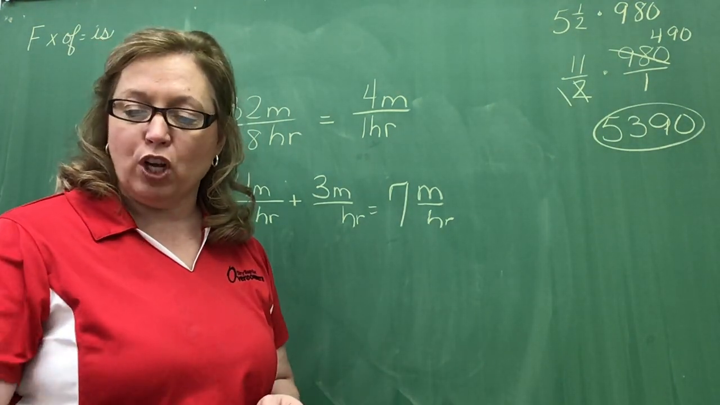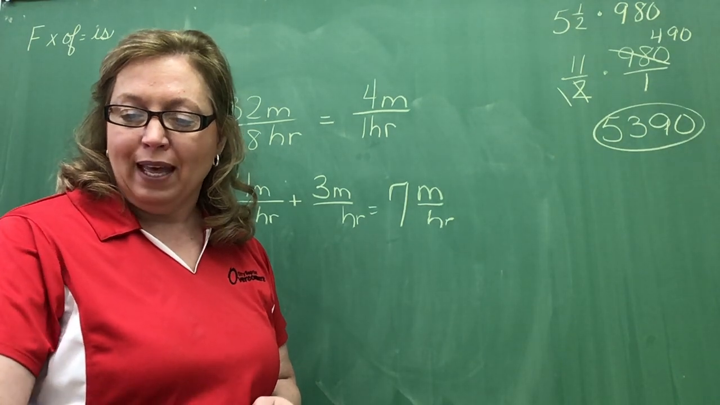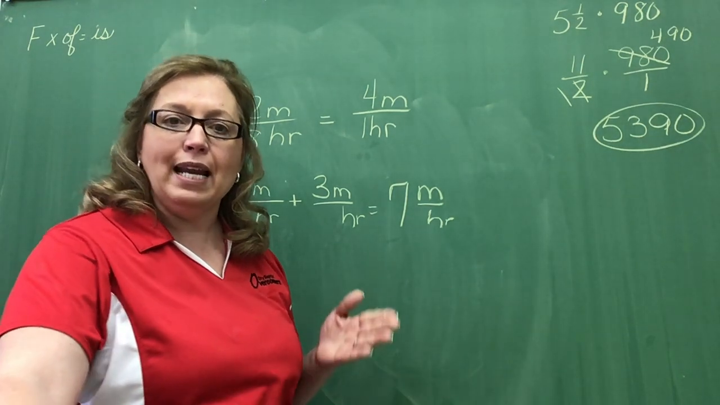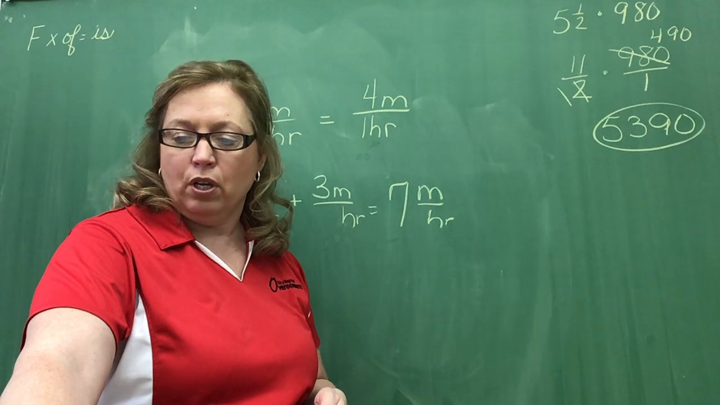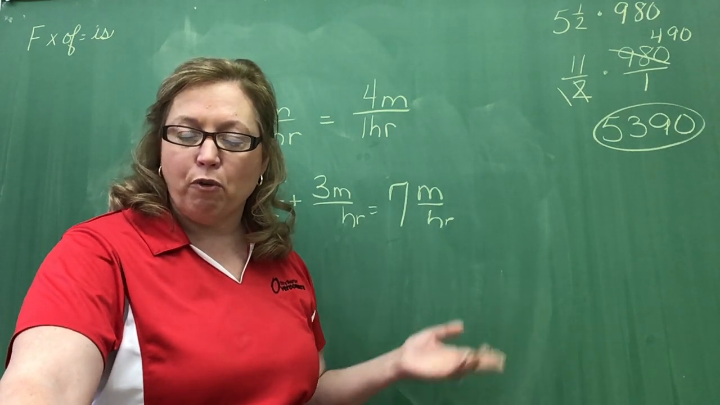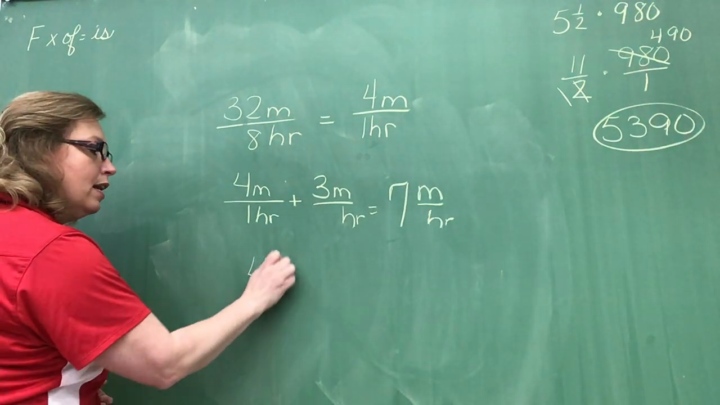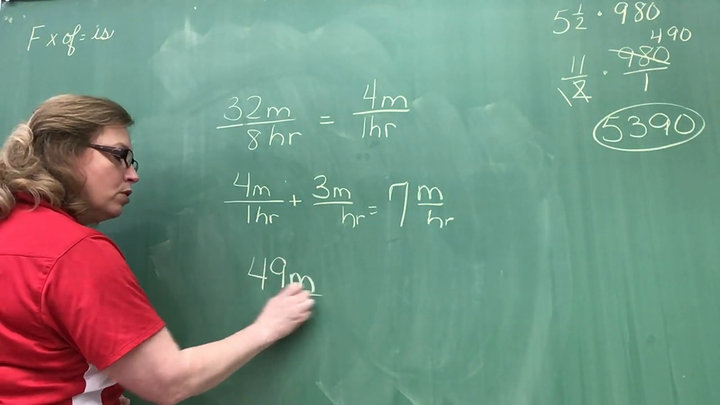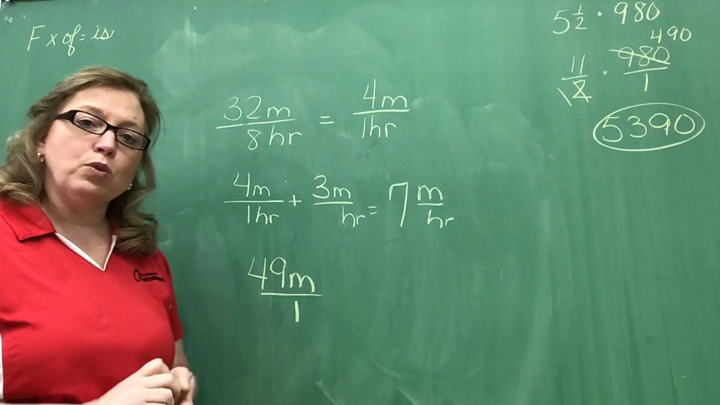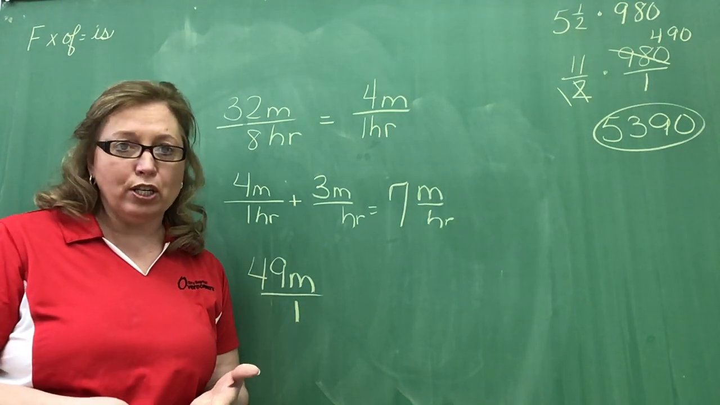How far did they have to go? Look back at your story problem. They had to go 49 miles. Since they had to travel 49 miles, let's write that over here. 49 miles. Okay? And we need to know how long it took them.